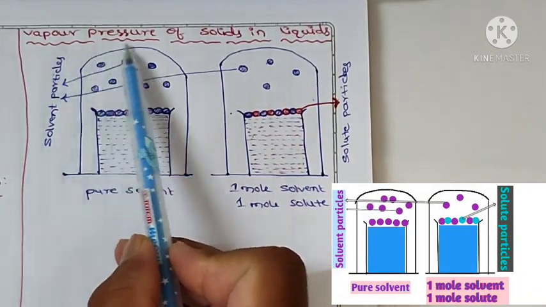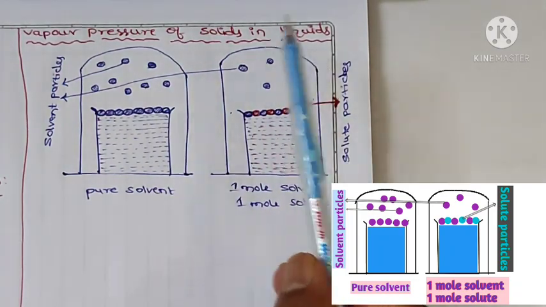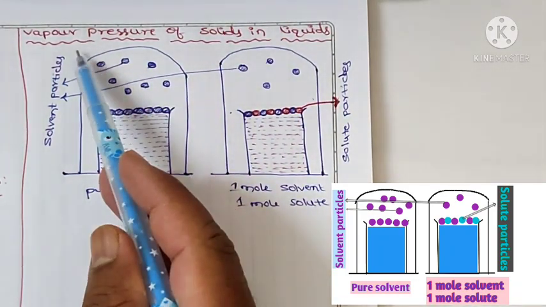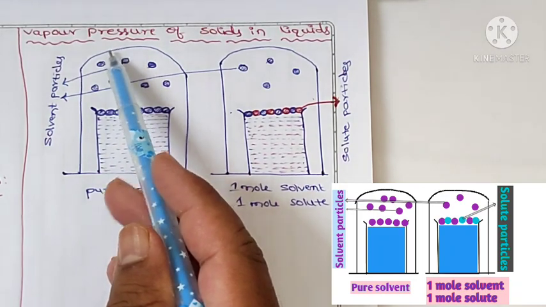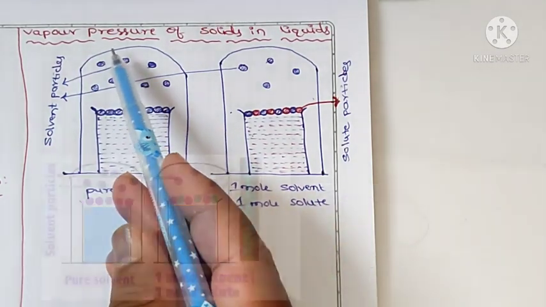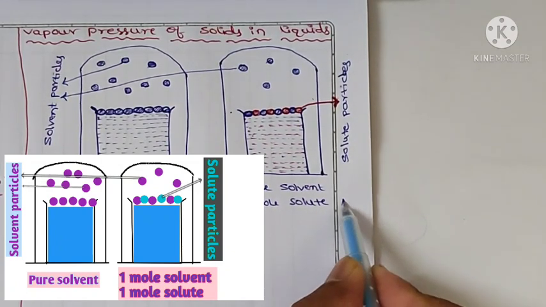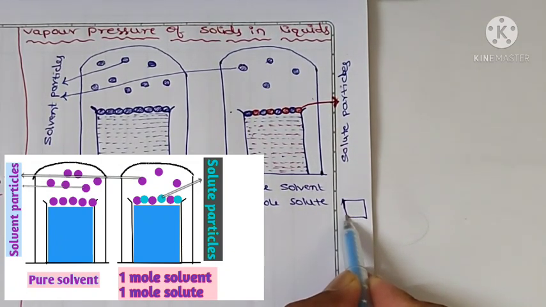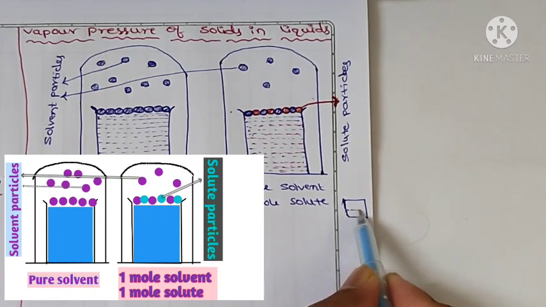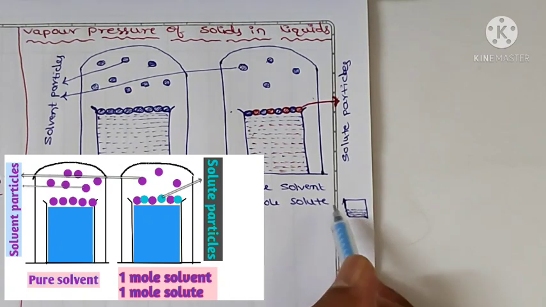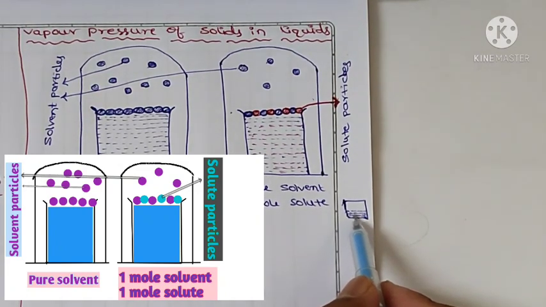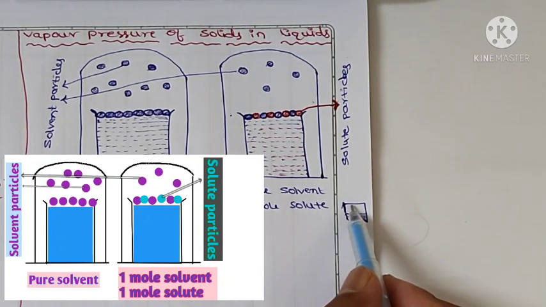Next one, vapor pressure of solids in liquids. So what is vapor pressure? First of all, we have to know what vapor pressure is. Vapor pressure means, for example, if I take one sealed container, and in that sealed container I am taking pure solvent. It is a volatile solvent, meaning it can easily evaporate. The liquid can convert into gas.